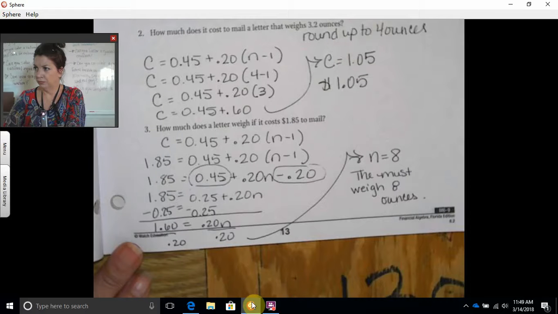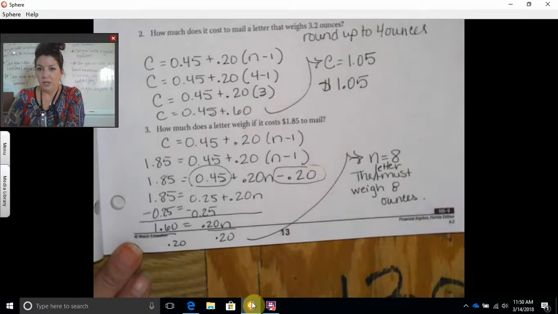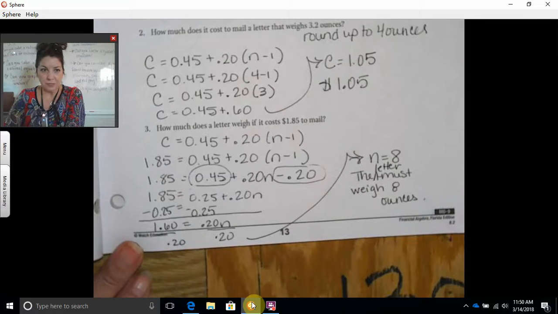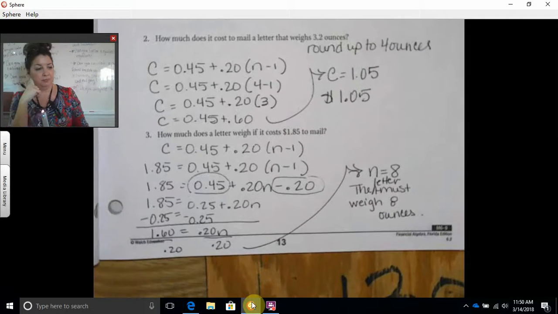What's wrong? Because this time we were solving for n, right? Oh, the "must weigh." You're right. You could have told me. The letter must weigh 8 ounces.